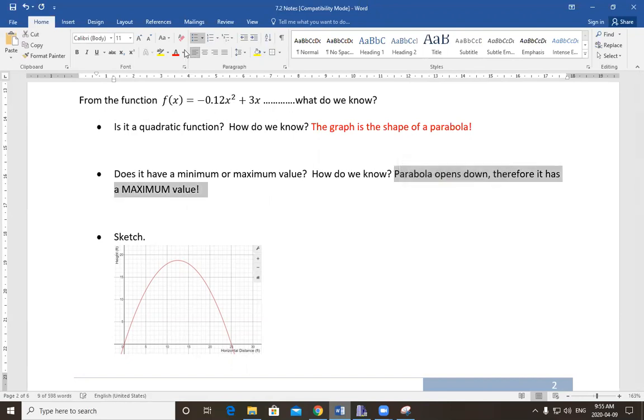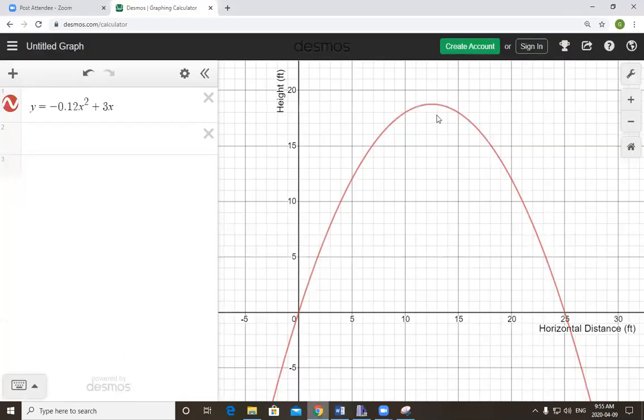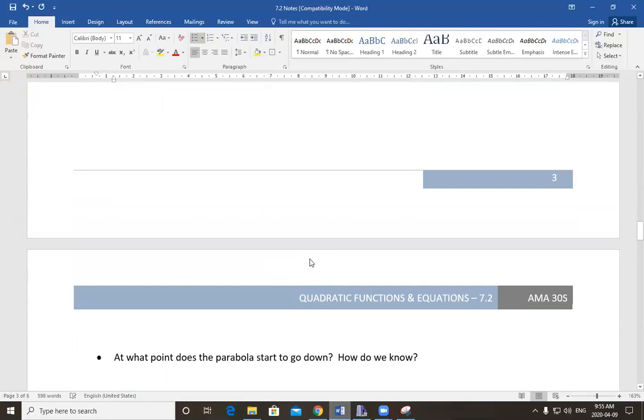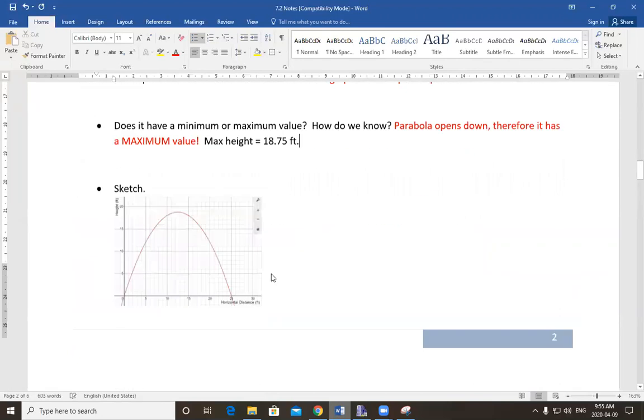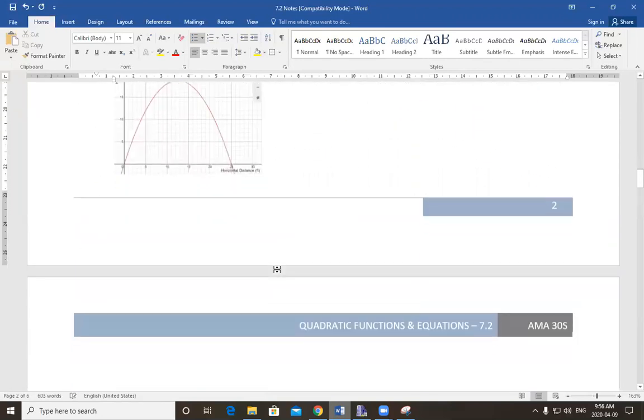We could find that out. If we go to Desmos, we could click on it, and as you recall, the maximum value is always the y coordinate, so 18.75. So the maximum value, which represents the maximum height of the water, would be 18.75 feet. Okay.